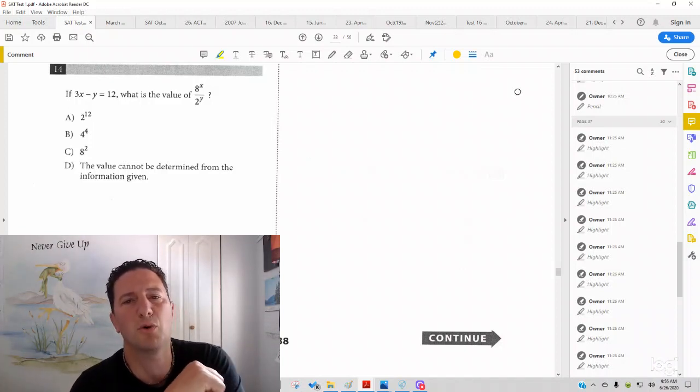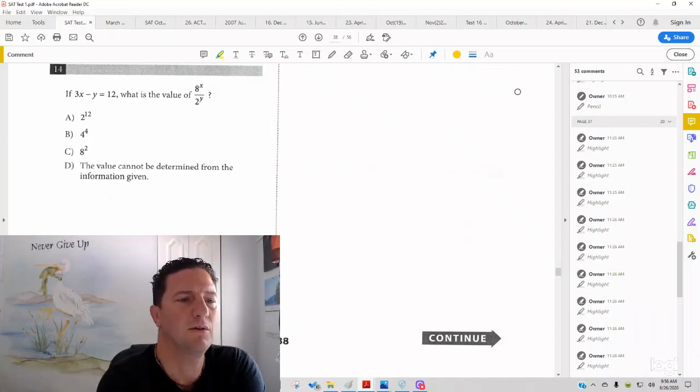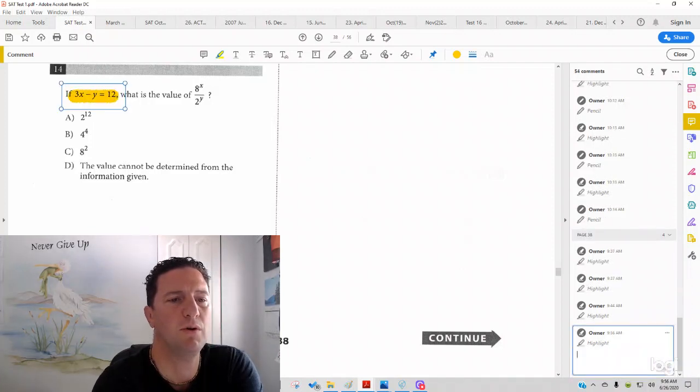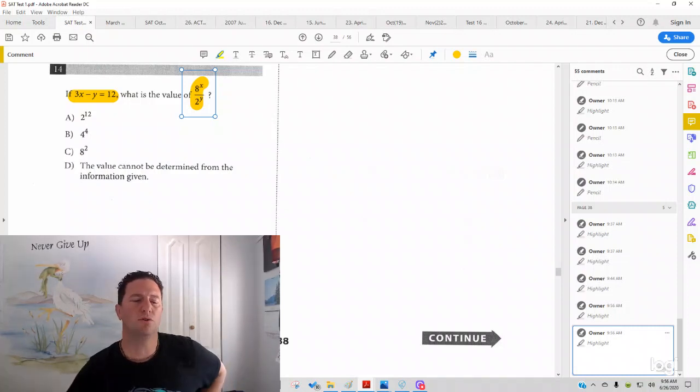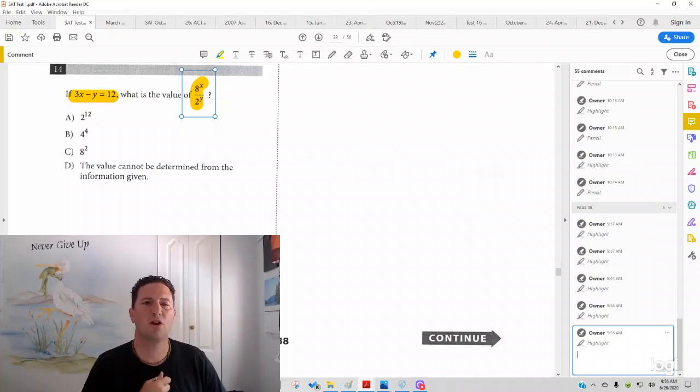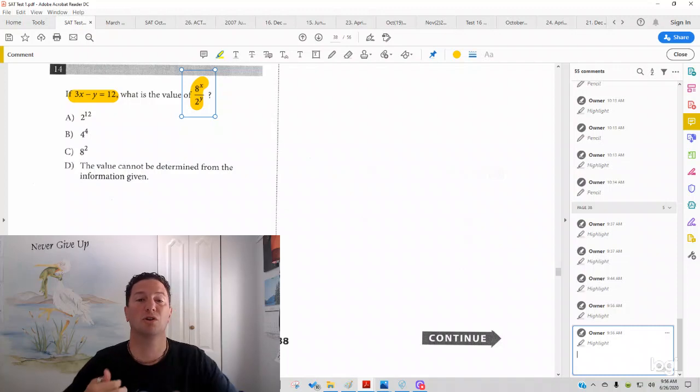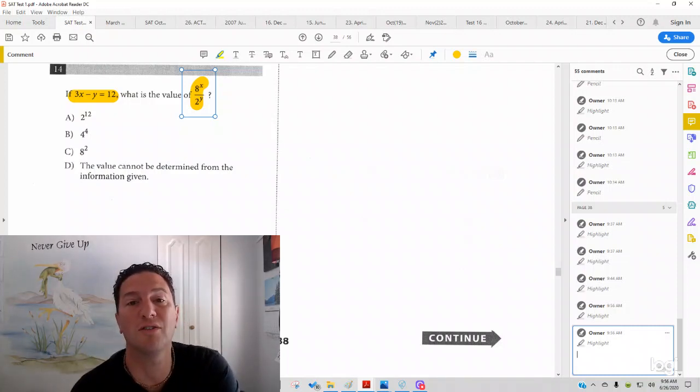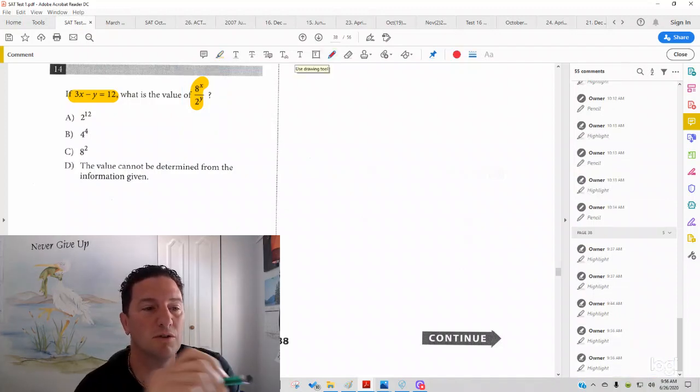Test 1, Section 3, number 14, which reads, if 3x minus y equals 12, what is the value of 8 to the x over 2 to the y? Now, we're going to look at two different ways to do this. In my experience, students have a lot of trouble solving this like an algebra problem. So the first way I'm going to show you is using some strategy, and the second way we could do it algebraically, which is easier if you know how to do it algebraically. If not, you could always pick these numbers.